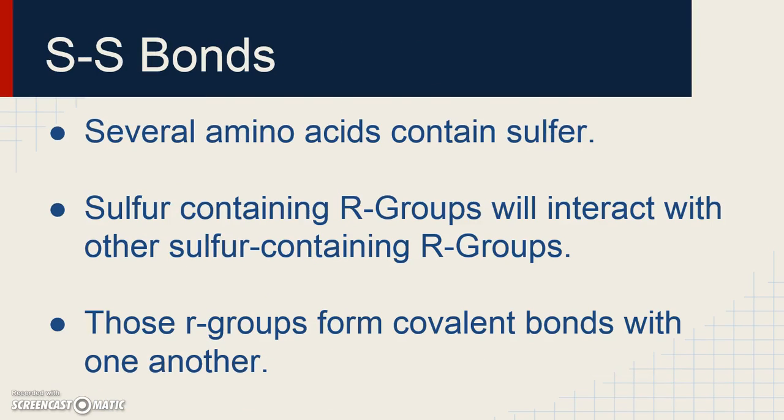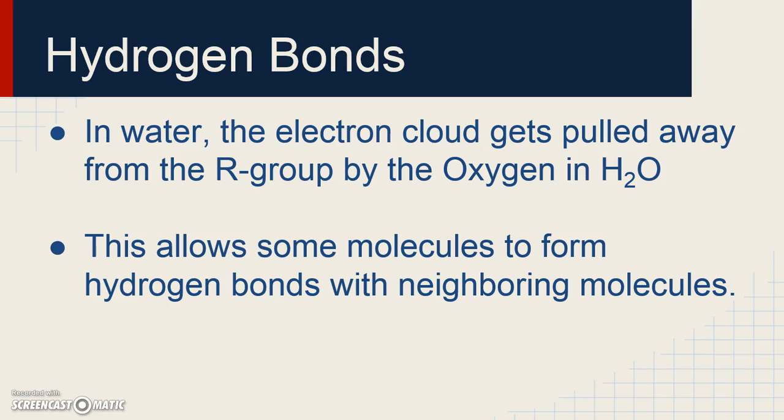SS bonds. SS bonds refers to the amino acids that contain sulfur. Sulfur is an element on the periodic table. You might have smelled sulfur before. It has a really distinct stinky smell, almost like rotten eggs. And this element sulfur can be found on several amino acids, and those amino acids will seek out other sulfur-containing bonds. So SS just stands for sulfur-sulfur bonds. So just know that the S stands for the amino acids that have sulfur, and they will try to form covalent bonds with one another.